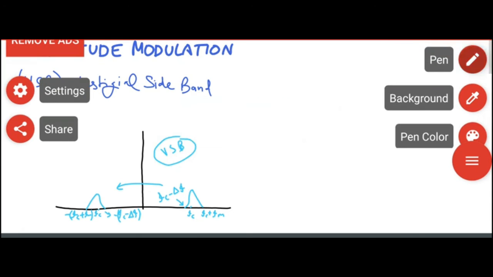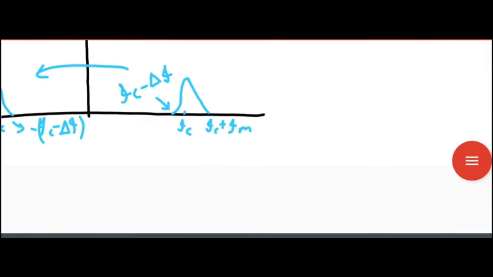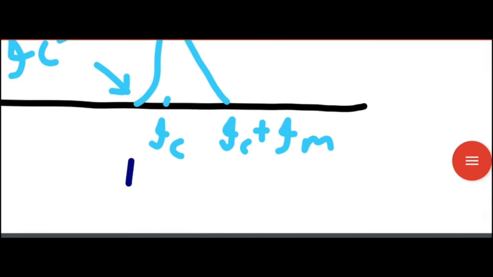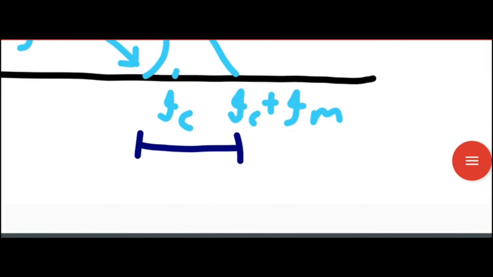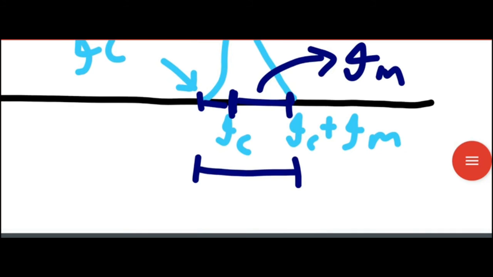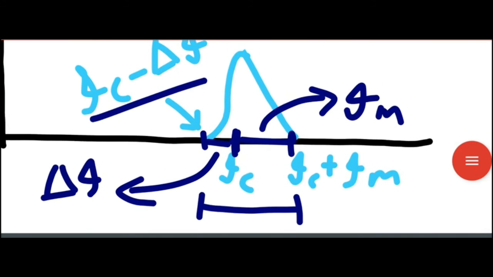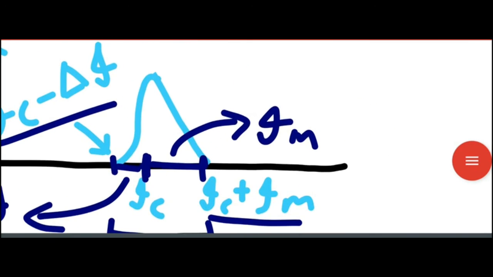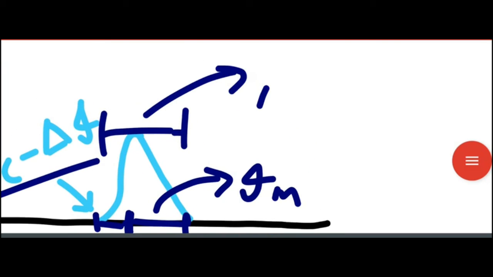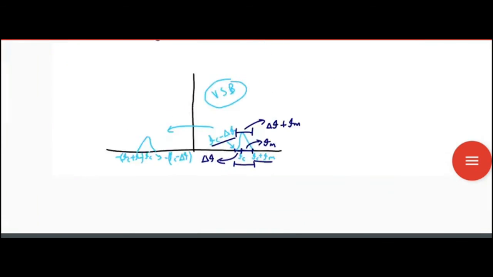One more thing here: the region occupied by the spectrum is what? From here to here we have FM length, and from here to here we have delta F, because this location is FC minus delta F, and this is FC plus FM. So the bandwidth will be from here to here, and that bandwidth will be delta F plus FM. So this will be the bandwidth.